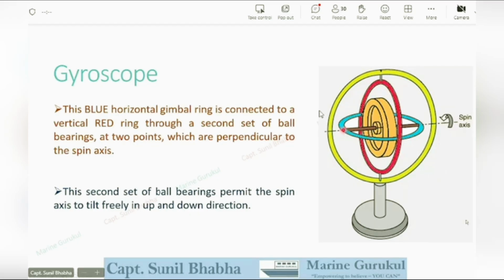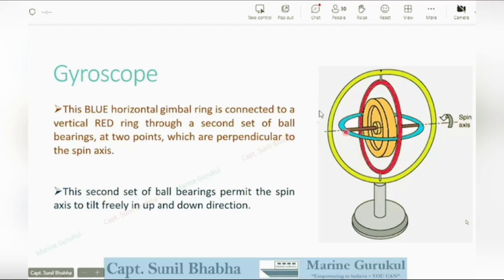You can pay your attention to the laser pointer. This end of the spin axis can move upwards. This is known as tilting upwards, or this end can also move downwards. This is known as tilting downwards.